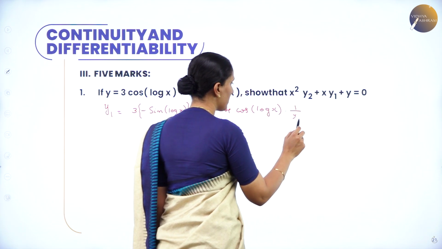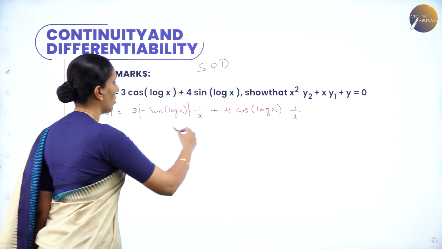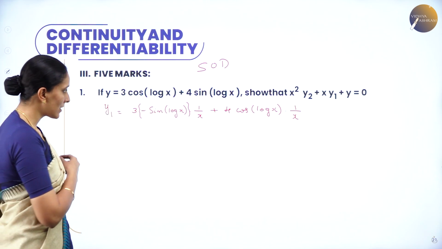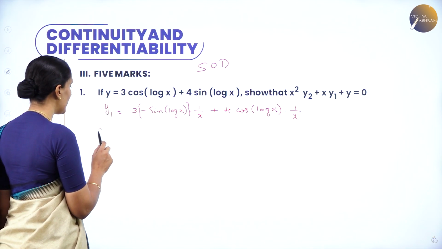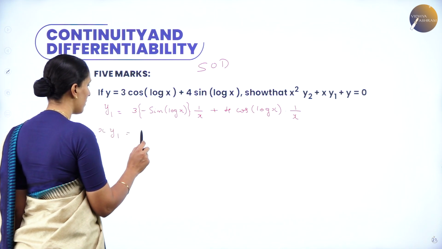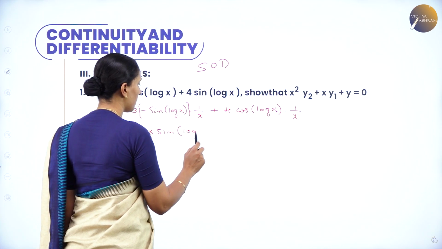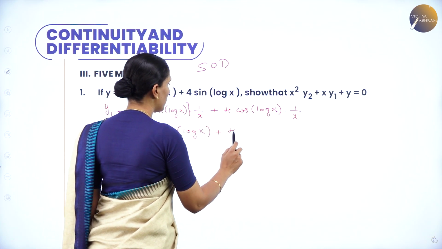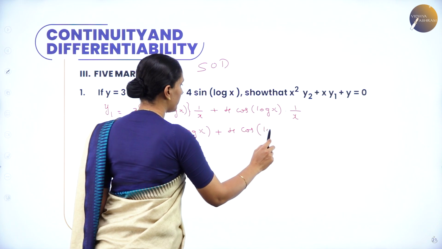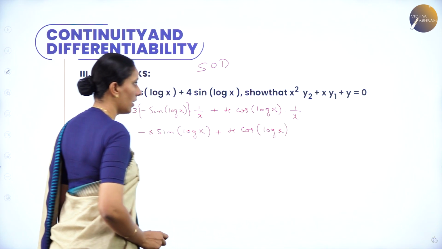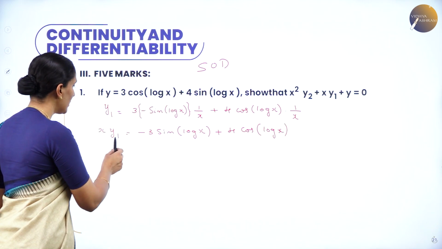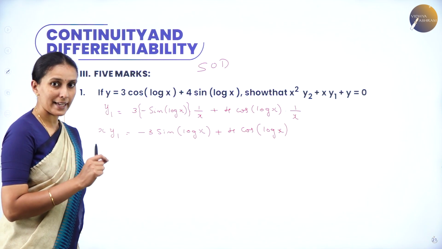into 1 by x. Now to remove x on the right hand side, I'll multiply x throughout the equation. Then I'll get x y1 equals minus 3 sin log x plus 4 cos log x. Now again I'll derive this. On the left hand side we have two functions, that is x and y1.